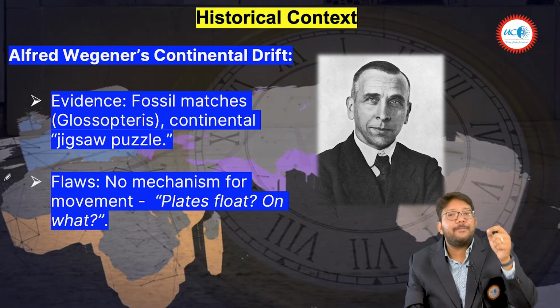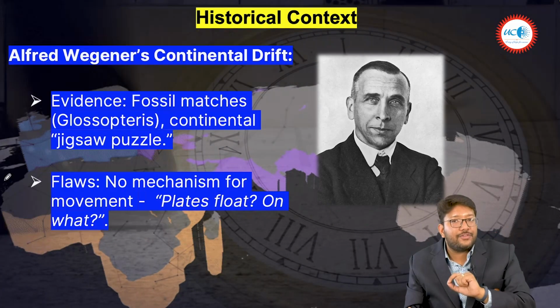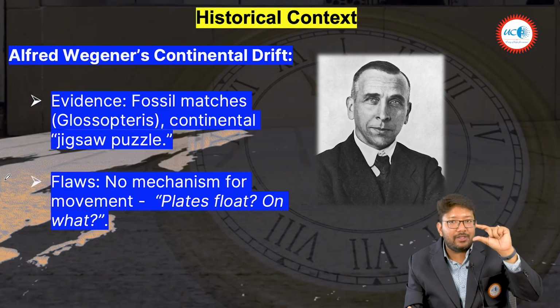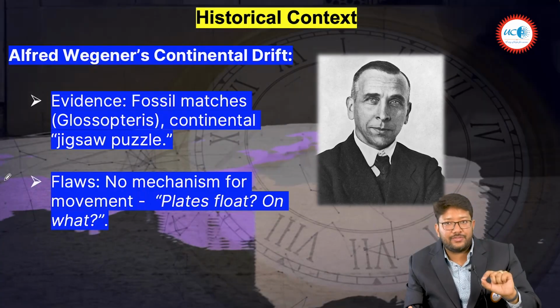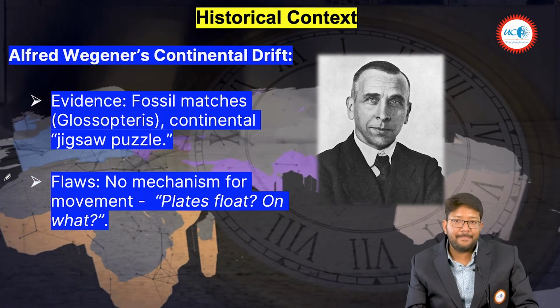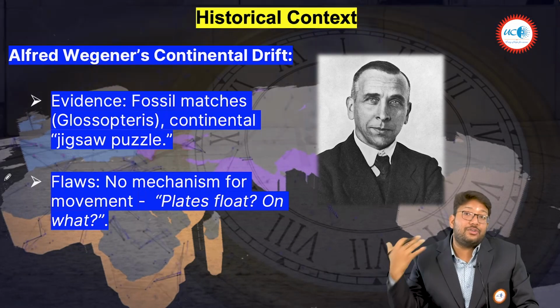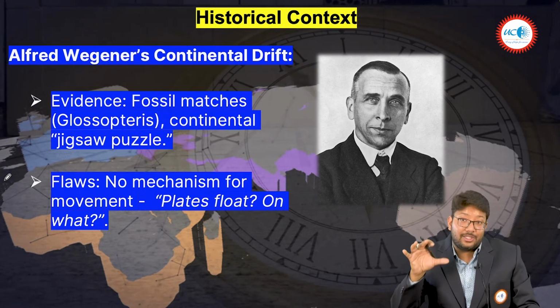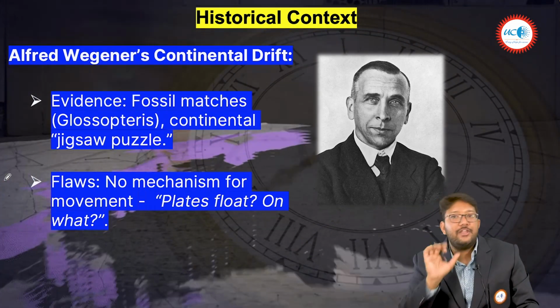Now we know that plates float on the asthenosphere, the layer between the mantle and the crust, the semi-molten, semi-liquid asthenosphere. But he could not tell about the asthenosphere at that time. So that's the only flaw of his theory.